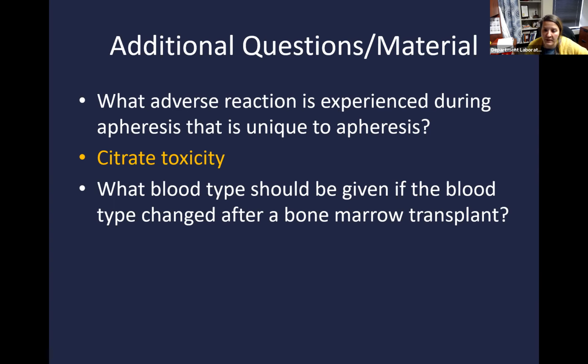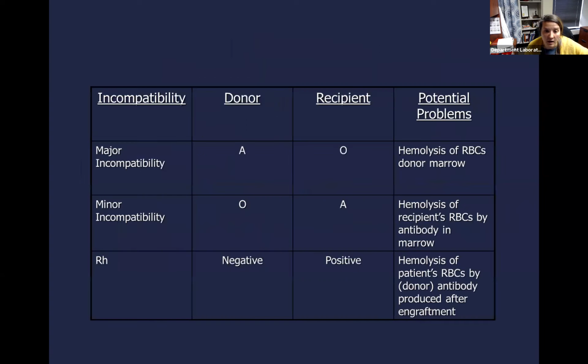And what blood type should be given if the blood type changed after a bone marrow transplant? All right, so if you guys remember when we talked about bone marrow transplants, there were several different categories, but depending on the type of incompatibility. Is it a major incompatibility versus minor incompatibility? So the type of blood that should be administered post bone marrow transplant is determined on the type of incompatibility and the DAT as well. So I included this chart here.